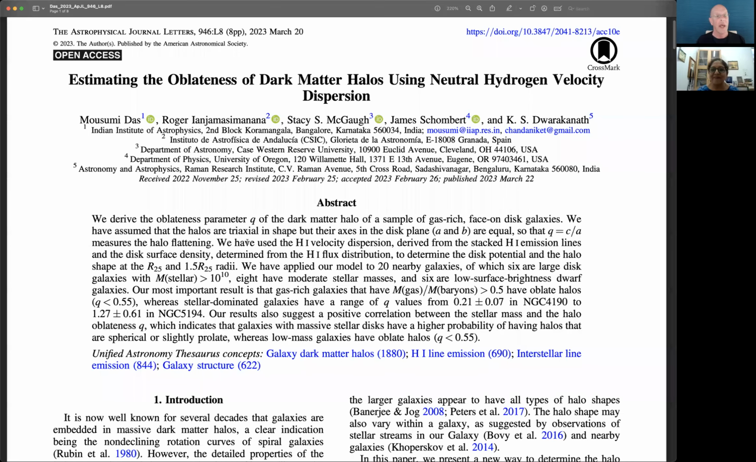Very good. Cool. And that is going to bring us to this very awesome ApJ Letter. It's open access, people. You can go get a copy for free. Go grab one. Estimating the Oblateness of Dark Matter Halos Using Neutral Hydrogen Velocity Dispersion. And Mousumi, take us away.